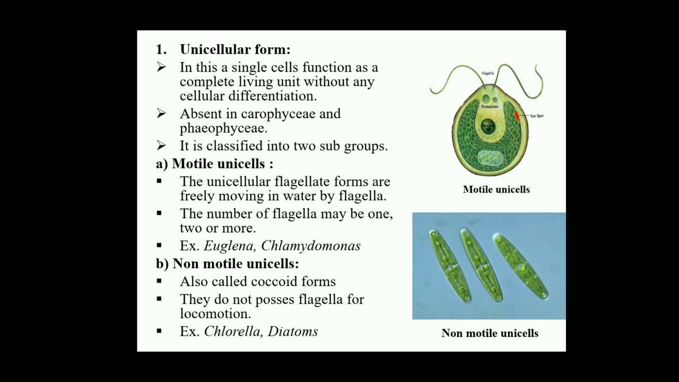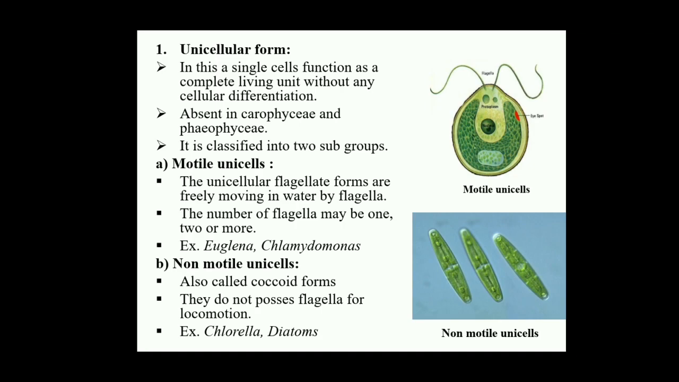The first one is unicellular form. Simple unicellular forms are found in all groups of algae except Charophyceae and Phaeophyceae. Charophyceae and Phaeophyceae are higher algae, so there is no unicellular form. In this, a single cell functions as a complete living unit without any cellular differentiation. That means a single cell can do all the functions which different cells can do.